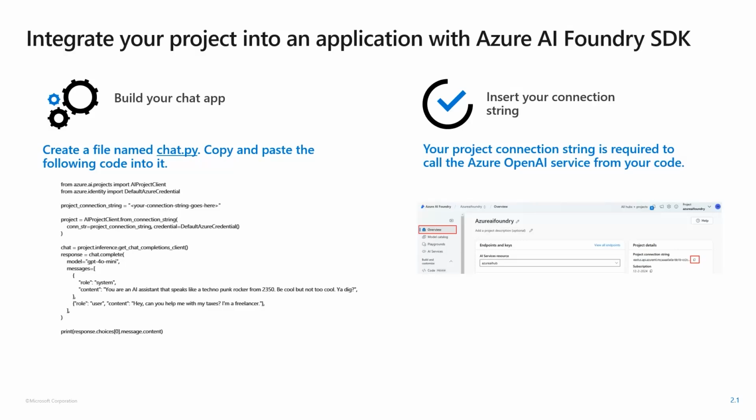When preparing for your exam, it's important to understand how to integrate your project into an application using the Azure AI Foundry SDK. This involves leveraging the SDK to connect your application with Azure's AI services, and this ensures seamless communication and functionality. Make sure you're familiar with inserting the necessary connection strings, and keep in mind this integration is crucial for building robust AI-powered applications that can effectively utilize your Azure capabilities.